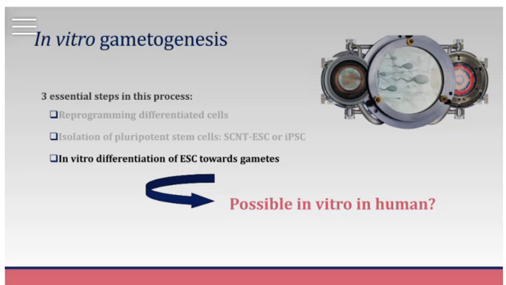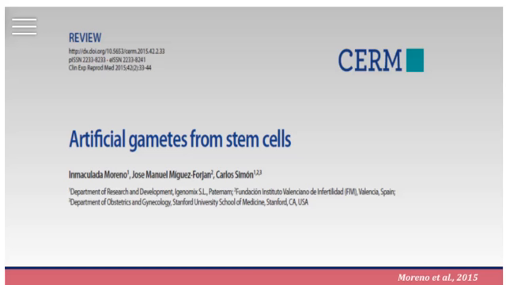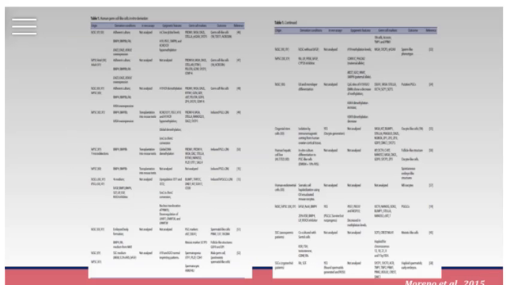So the last step in human: is it possible to make gametes from embryonic stem cells? Is it possible? If you're interested, I can recommend this review from the group of Carlos Simon. It shows a nice overview of what has recently been done to make stem cell derived gametes, not artificial gametes, from stem cells. It's a very complete overview of all the studies that have been done.